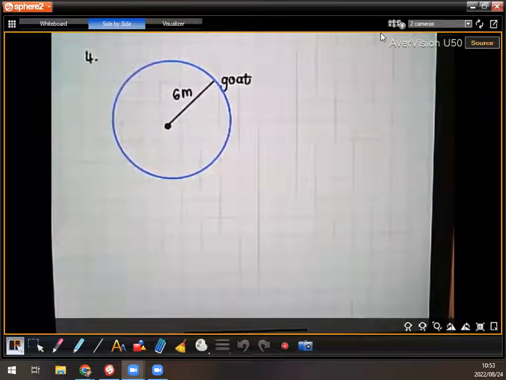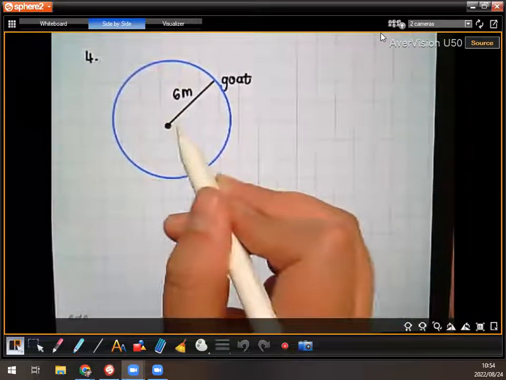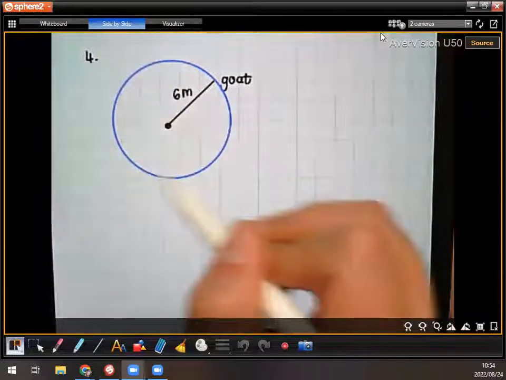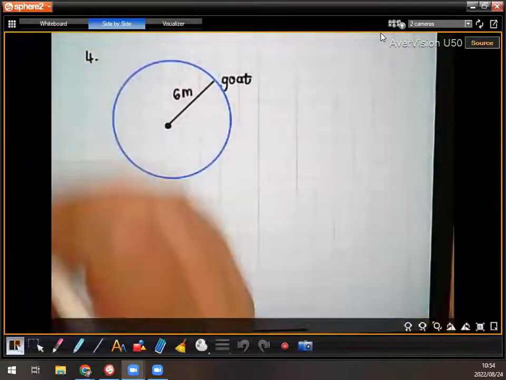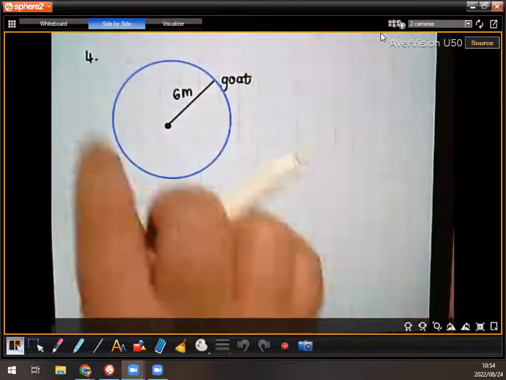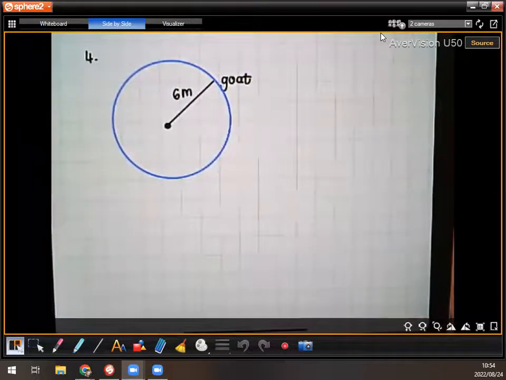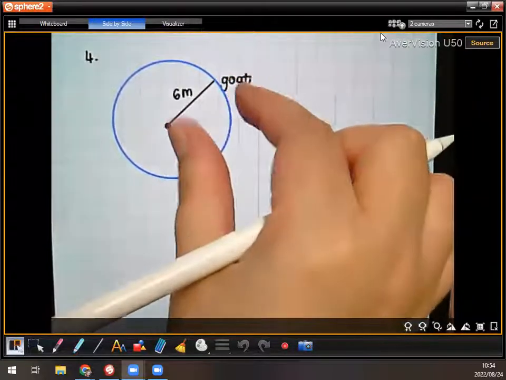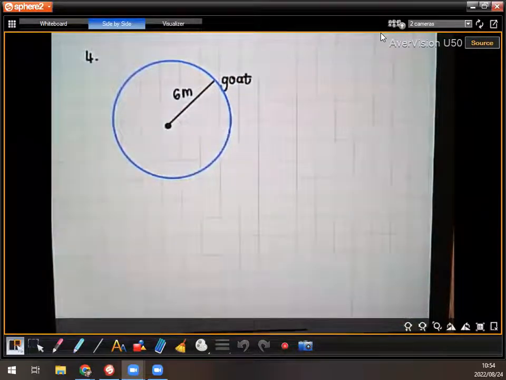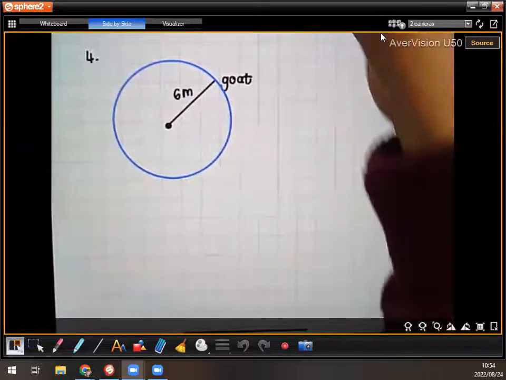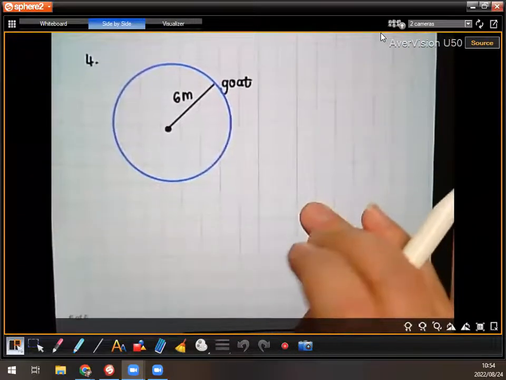You guys understand that the rope can go 6 meters all around that post, right? So the post is going to be like the center of the circle, and the area that the goat can eat, the area of grass that he can reach, is going to be the area of this circle, all around that little post. What's the radius of the circle? 6 meters. Okay, so they're actually asking us to calculate the area of the circle.